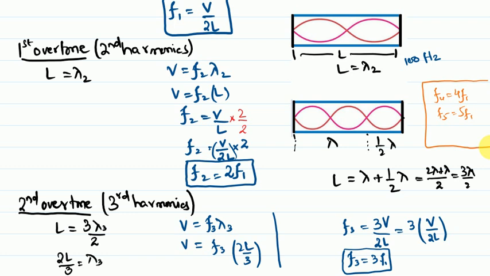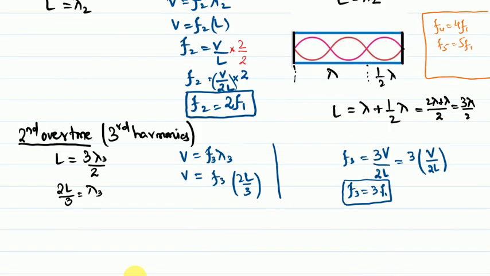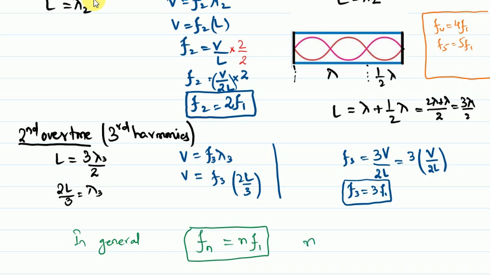So in general, what would be the frequency of the nth harmonic, like first, second, third, fourth, fifth, any number? That would be nF1. If F4 is equal to 4F1 and F5 is equal to 5F1, then Fn must be equal to nF1, where n is equal to 1, 2, 3, 4, and so on. I hope you are getting the idea. Few things we need to keep in mind.